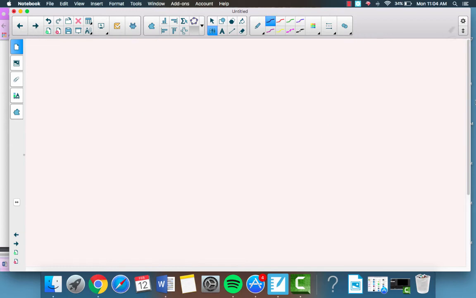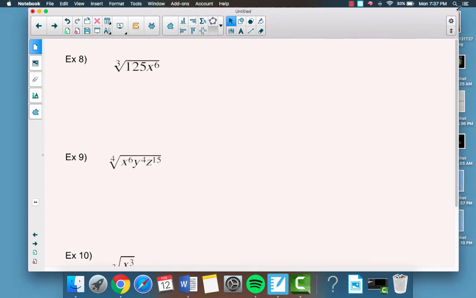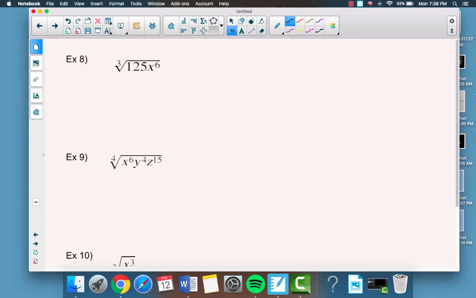And the last examples that we're going to go through today are if you're going to simplify roots that have variables in them. So let's look at our first example here with variables and numbers. It says you have the cube root of 125x to the 6th. So when you have multiple numbers and variables underneath a root, you have to look at them separately. So what I'm going to do first is take the cube root of 125.